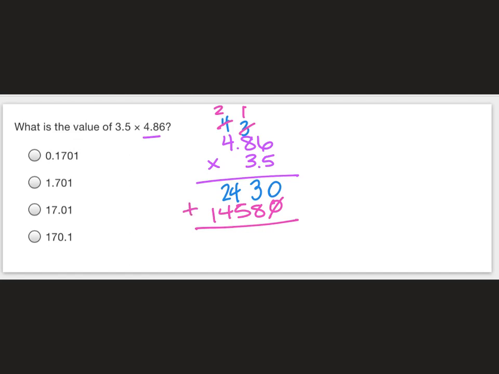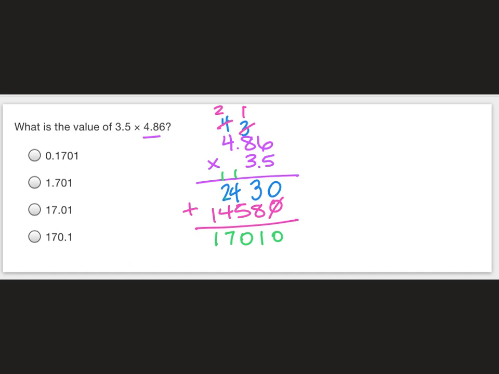All right, and our last step is to add it together. So 0 and 0, obviously 0. 3 and 8 is 11, carry your 1. 5 and 4 is 9, plus 1 is 10, carry another 1. 4 and 2 is 6, plus 1 is 7, and then bring down your 1. Looking at these answer choices, these are the numbers you should have gotten.